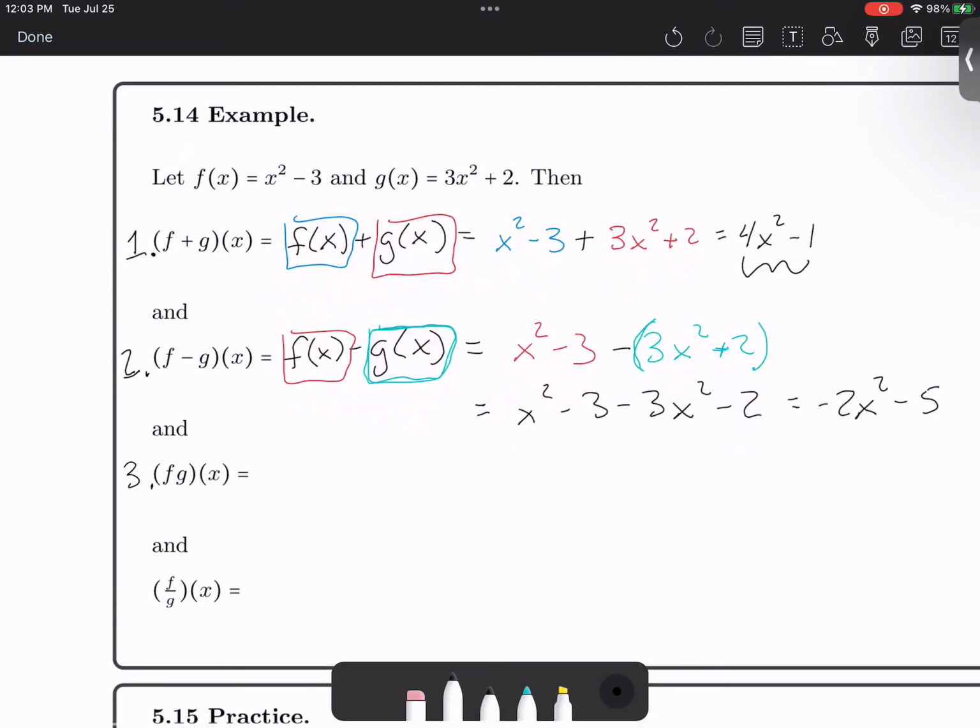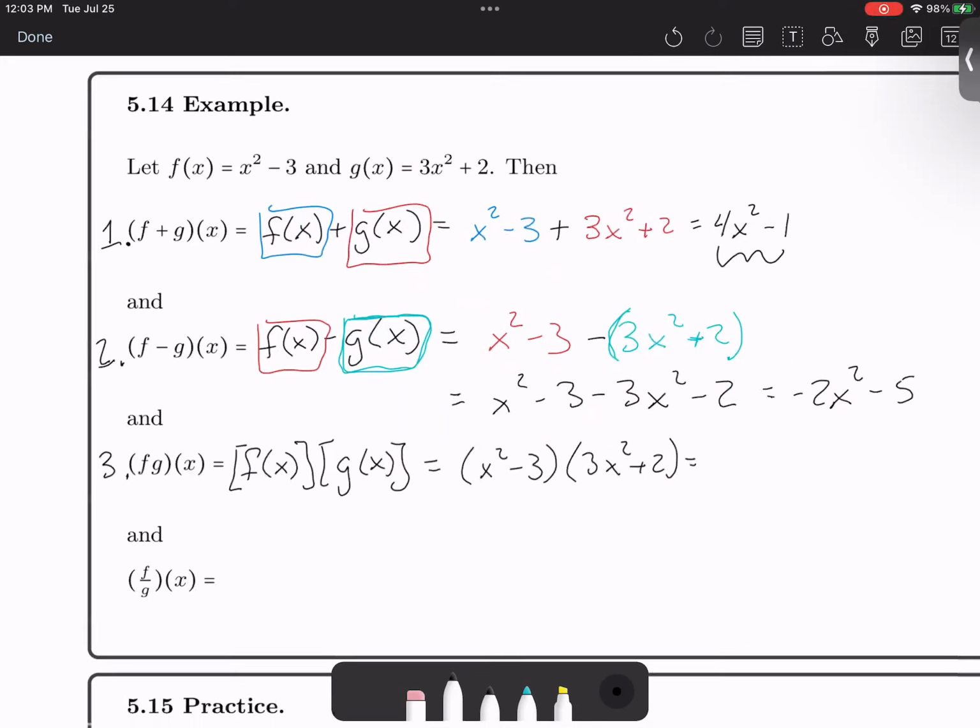And let's keep going. F times g at x. That's f of x times g of x. That is x squared minus 3 times 3x squared plus 2. And let's go ahead and simplify this.